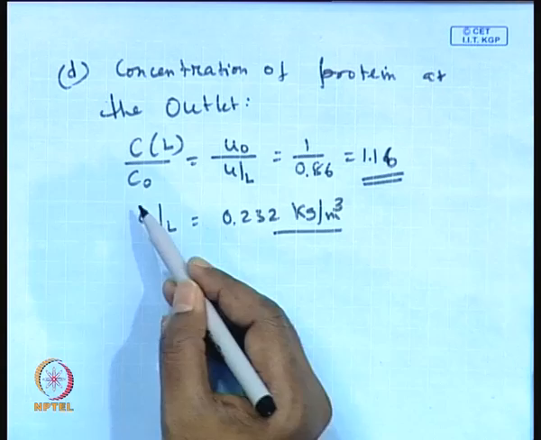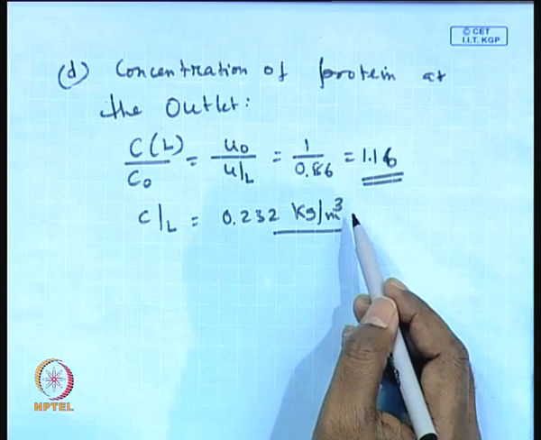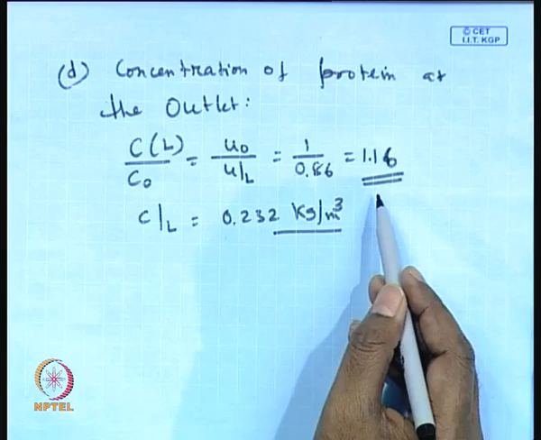Now, if you would like to concentrate it more, say 2 times, 3 times, 4 times, it is just 1.16 times, you can design your module appropriately. You can find what will be the length, what will be the width, what will be the height, and you can tinker with the operating conditions as well, that you can say that my inlet transmembrane pressure drop will be such, so that I can increase the concentration at the outlet by 2-fold or by 3-fold.